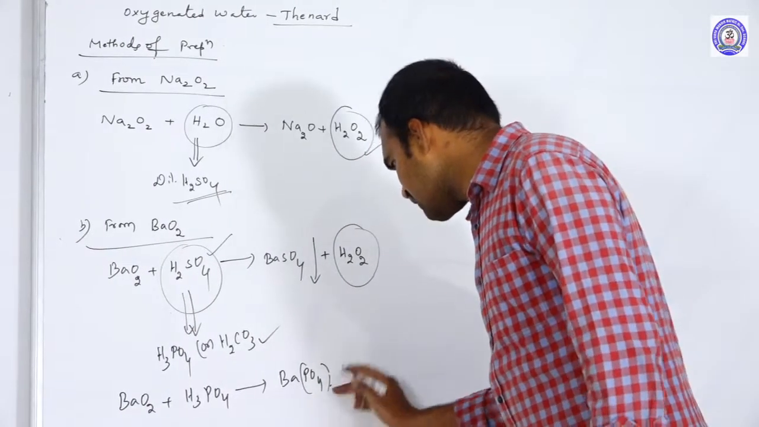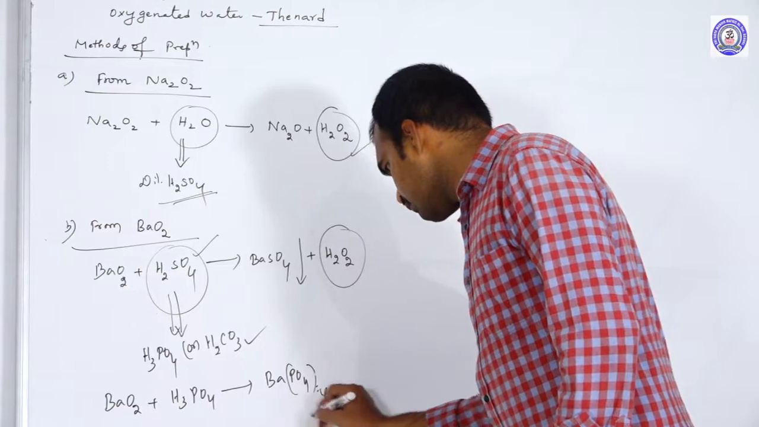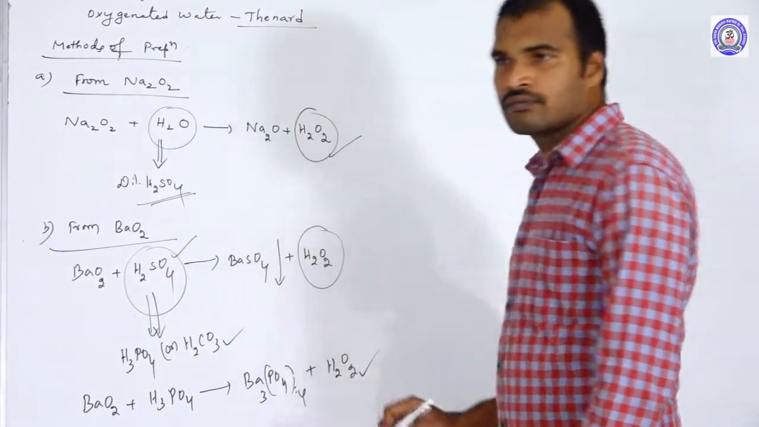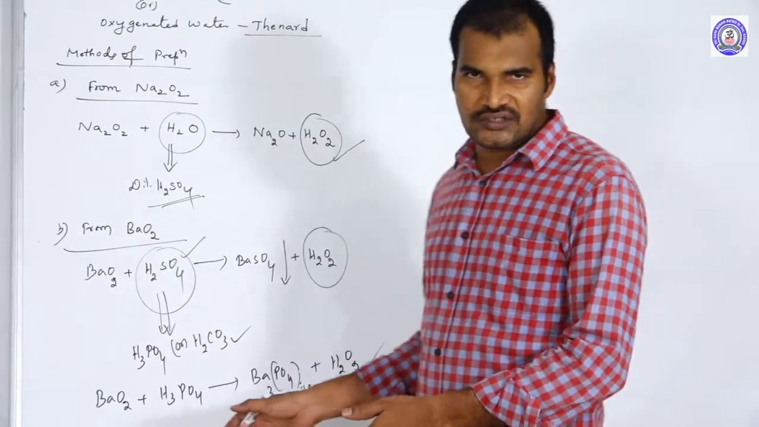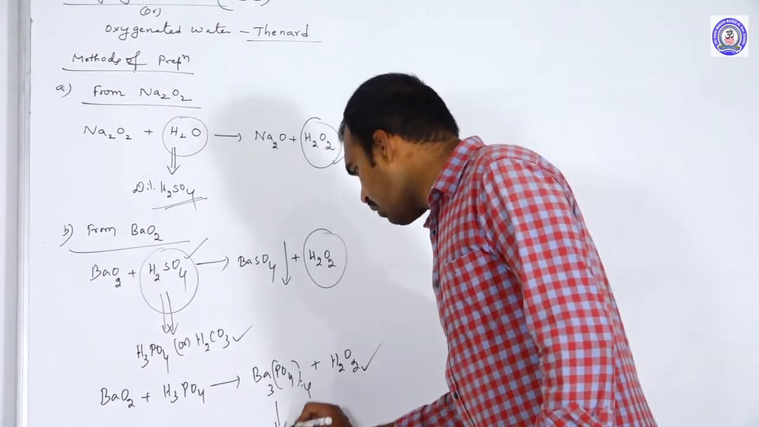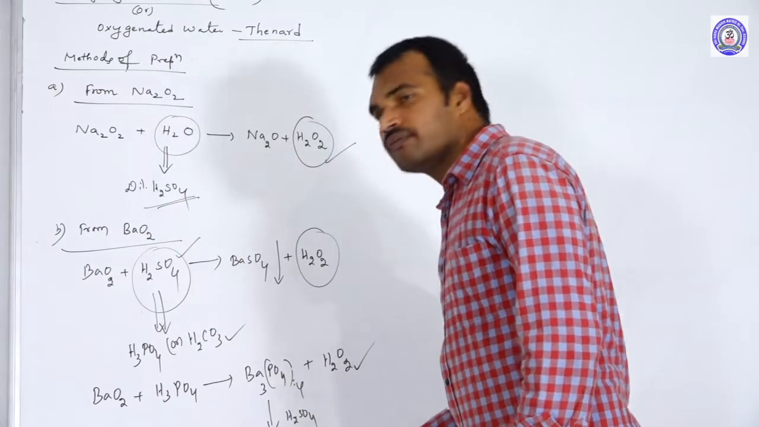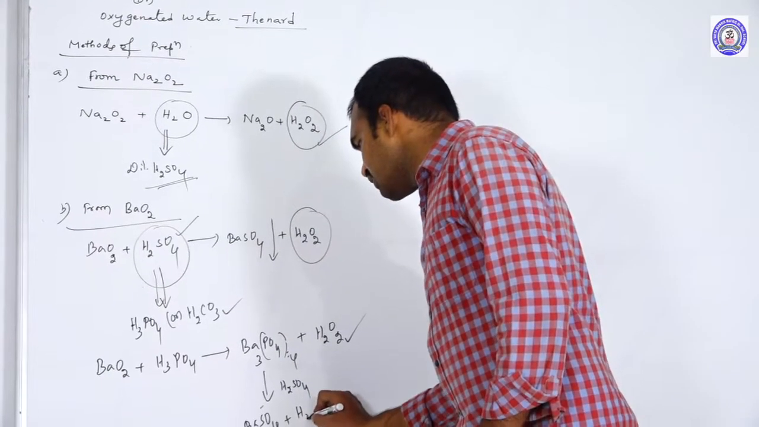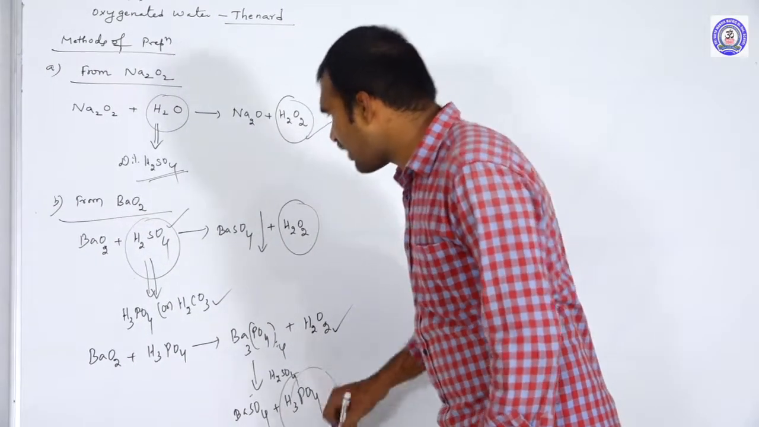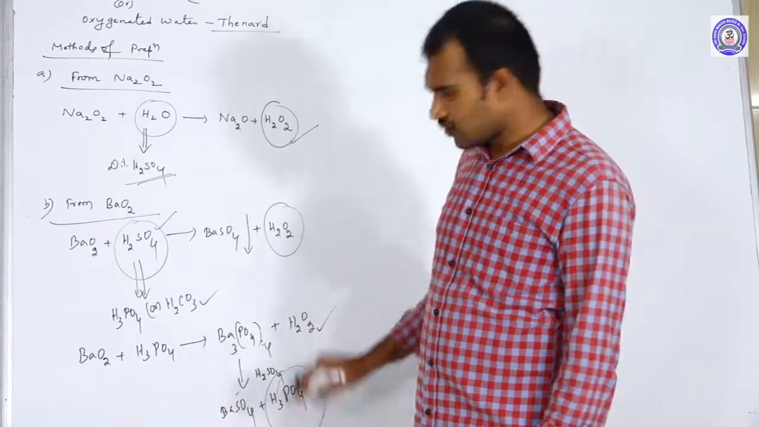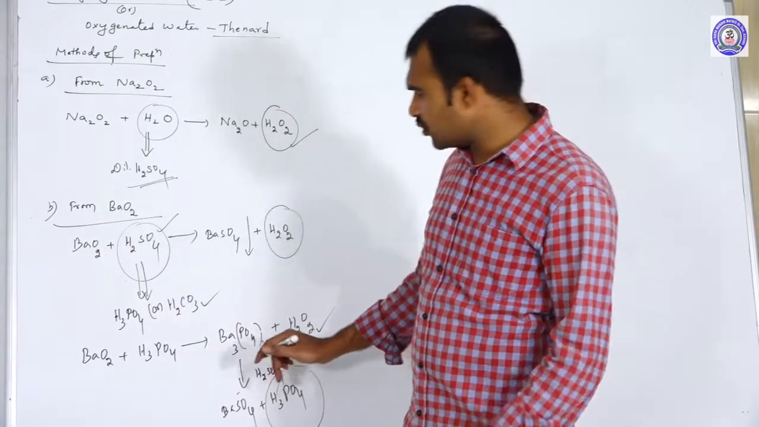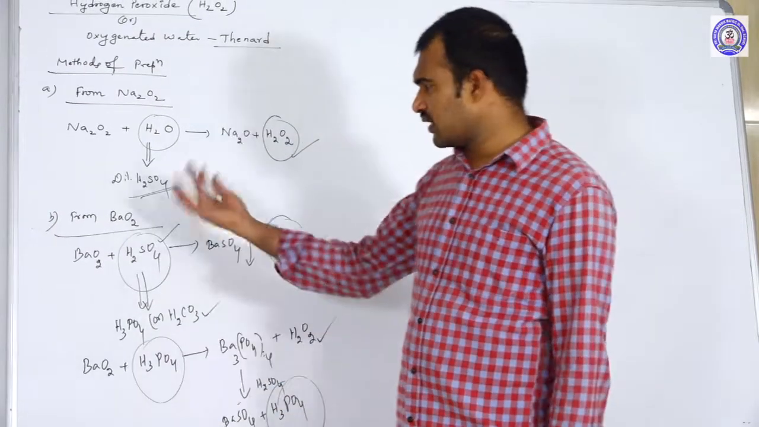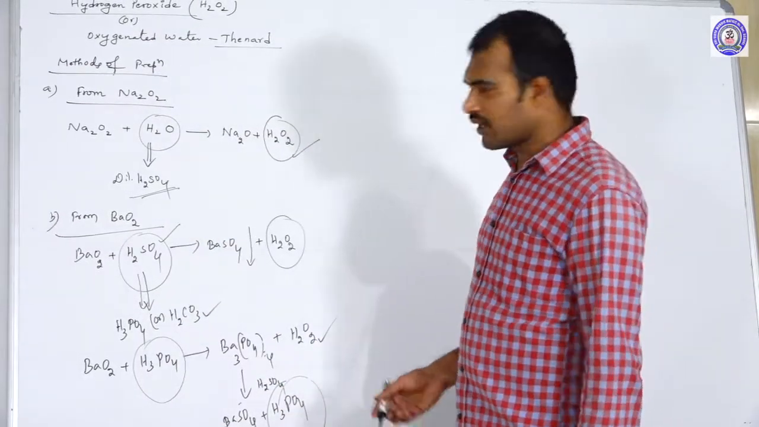Okay, barium phosphate, and H2O2 will come. Now this barium phosphate on treatment with H2SO4 gives barium sulfate and H3PO4, and this H3PO4 you can use again in the first step. So there was one advantage by using H3PO4. That is why they prefer to use H3PO4 in the place of H2SO4.